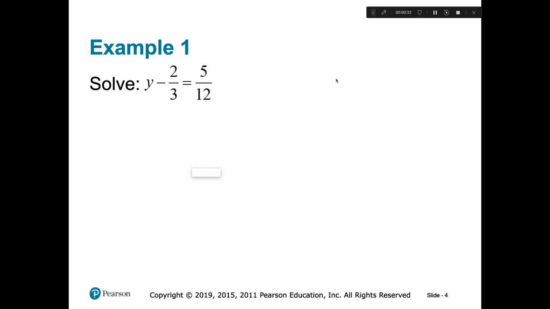If I have y minus 2/3 equals 5/12, in order to solve for y, I have to do the opposite. It's subtracting, so I need to add. I'm going to add 2/3 to both sides. The only issue is it's a fraction. So what do I need to add fractions? A common denominator. Between 3 and 12, what's my common denominator going to be?